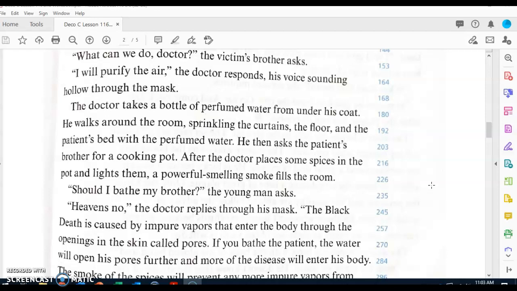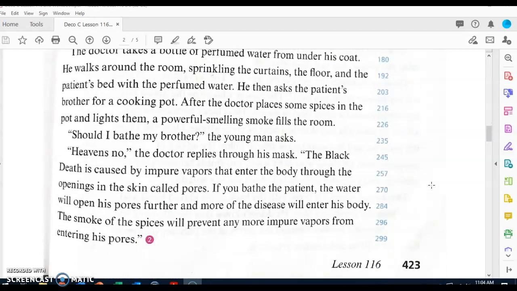After the doctor places some spices in the pot and lights them, a powerful smelling smoke fills the room. "Should I bathe my brother?" the young man asks. "Heavens no," the doctor replies through his mask. "The Black Death is caused by impure vapors that enter the body through the openings in the skin called pores.